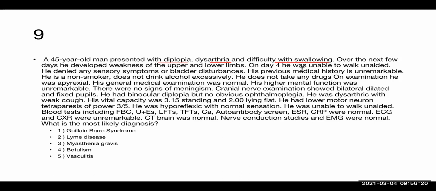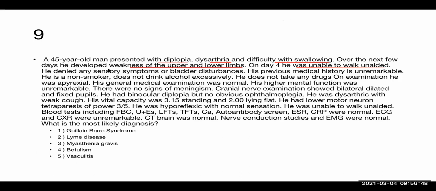So you already know this is a neurological case. Over the next few days, he developed weakness of the upper and the lower limb. So see this? This is slowly going from the head downward. So the head is involved first, and slowly the weakness is descending downward. This is a very important clue. On day 4, he was unable to walk unaided. He's already unable to walk.